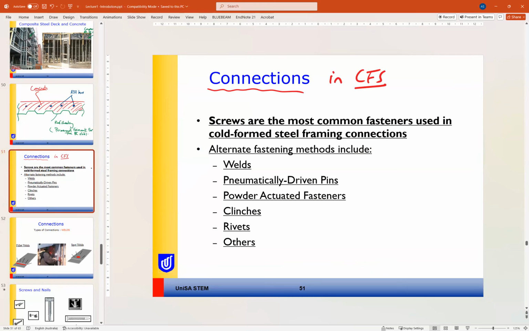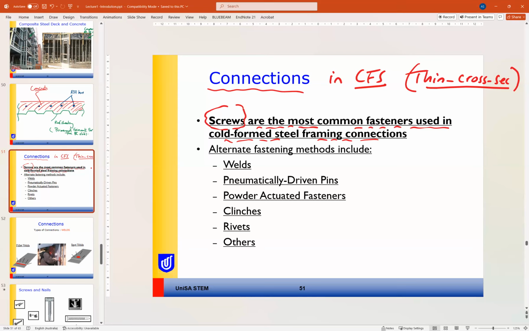So in cold formed steel structure, because it is a thin cross section, screws can be used. Screws are the most common fasteners used in cold formed steel framing connections instead of bolts. In hot rolled we can't use screws because screws are too weak for the thick section. So in cold formed we can use the screws.